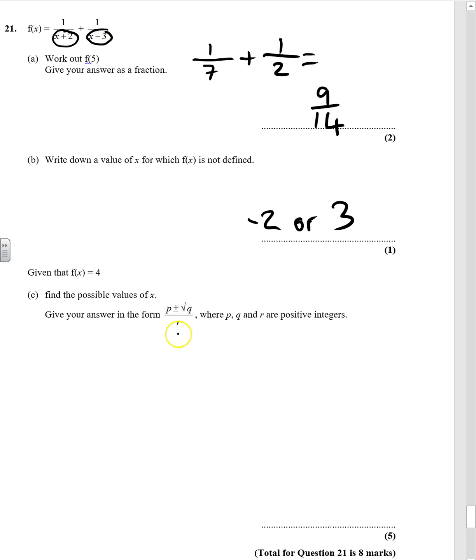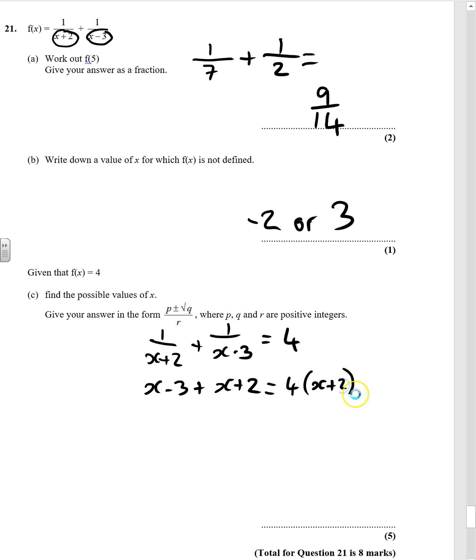Now, given that f of x equals 4, so in other words, this lot equals 4, we need to put it in this form. You need to be thinking about a quadratic equation looking at that, I would suggest. So we've got 1 over x plus 2 plus 1 over x minus 3 is all equal to 4. So cross multiply, have a common denominator. So we've got x minus 3 plus x plus 2. Multiply these two together, and because it's divided here, it can be times over here. There's quite a few steps there, but hopefully you can follow what I've done.